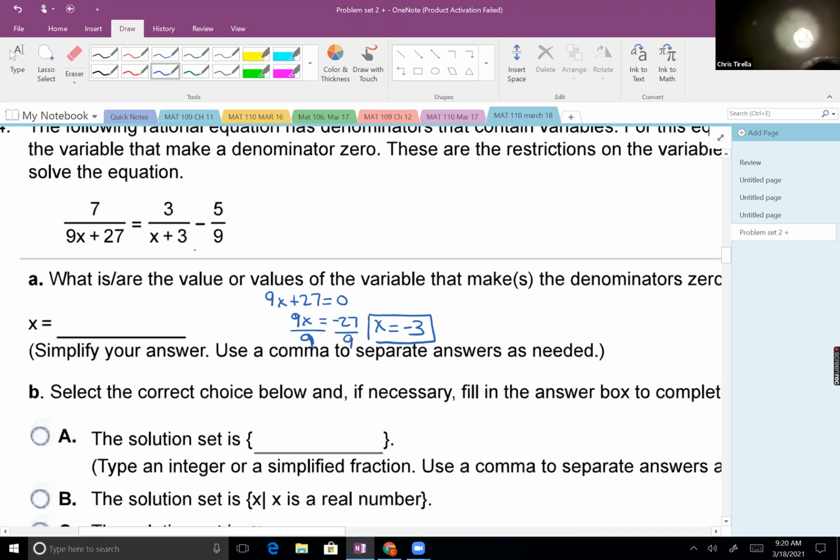We look at that next denominator. To solve x plus 3 equals 0, I'd also get x equals negative 3. And looking at the last one, to say 9 equals 0 is just silly. 9 is never equal to 0. So the only value you'd exclude here is negative 3. Is everybody comfortable with that executive decision?